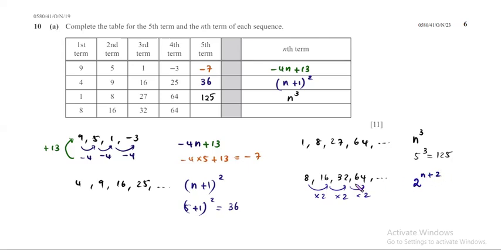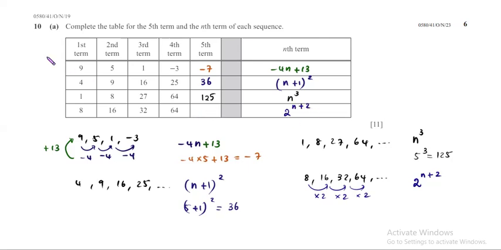So 2 to the power 3 is equal to this first term, that is this 8. If it's the second term, it will be 2 to the power 2 plus 2. So 2 plus 2 is equal to 4. 2 to the power 4 is equal to 16. So here the nth term is 2 to the power n plus 2.